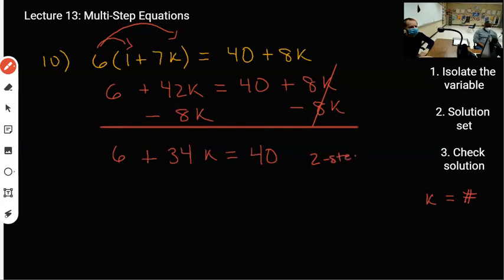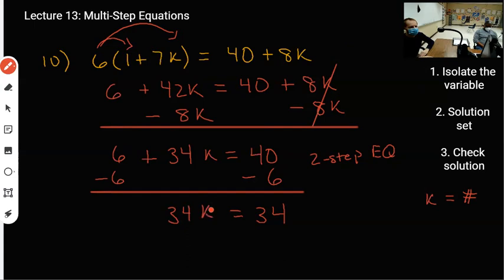So now I have a two-step equation. Notice that the only two things I have left to do is get rid of the 6 and then get rid of the 34. So to get rid of the 6, we can subtract 6 from both sides. That gives me 34. On the other side, I bring down the 34k, and the 6's will cancel out. So now I have a one-step equation.